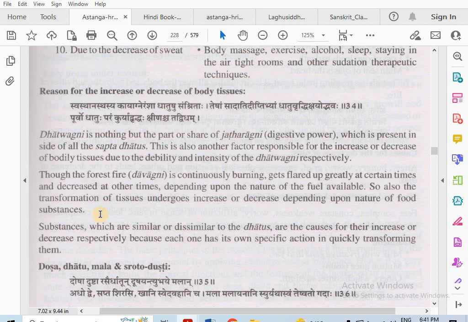Okay. So here you can read the next line as Purva Dhatuhu Param Kuryat Vruddha Kshinascha Tadvidam. Maybe the translation of this line is not given here, so pay attention properly. Purva Dhatu means previous Dhatu. We have 7 Dhatu, Rasa, Rakta, Mansa, like this. So Purva Dhatu means the previous Dhatu. Param Kuryat. Param means the next Dhatu, right? After this, whatever is next coming.